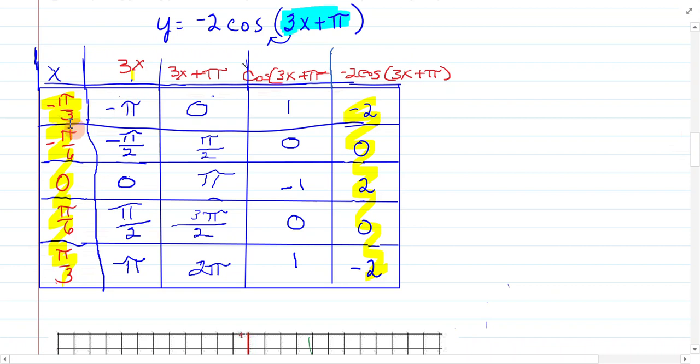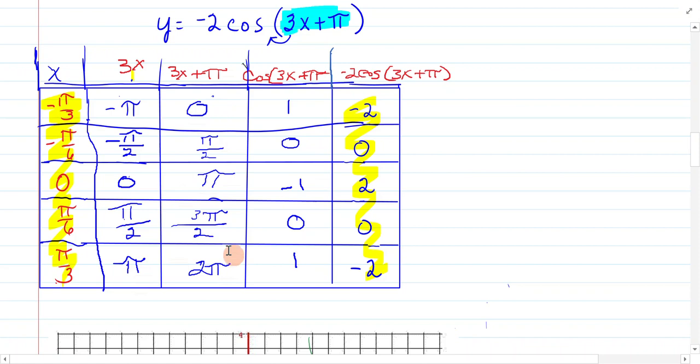So 3 times negative 1/3 gives me negative pi. 3 times negative pi over 6 gives me negative pi over 2. 3 times 0 is 0. 3 times this gives me pi over 2, and this gives me pi. Then I'm going to add pi to that. So negative pi plus pi gives me 0. Negative pi over 2 plus pi gives me positive pi over 2. 0 plus pi is pi. 1/2 pi plus pi gives me 3 pi over 2. And pi plus pi gives me 2 pi.